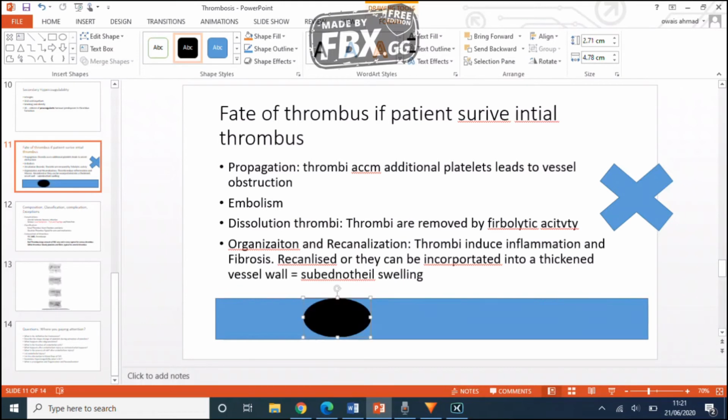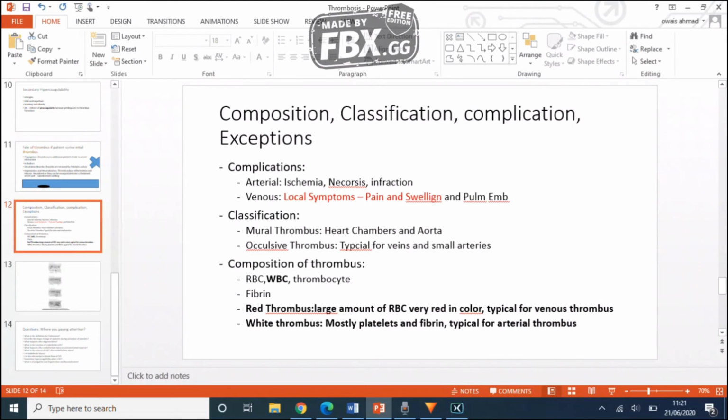And what else can I mean over here? So let's say this is the thrombus, let's make it a bit smaller, and there can be organization or recanalization. So there can be holes inside this, so you can make it smaller now, and it's going to be incorporated into a thickened vessel wall or subendothelial layer.